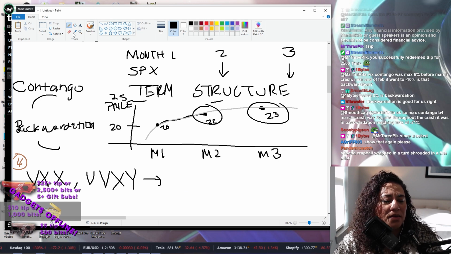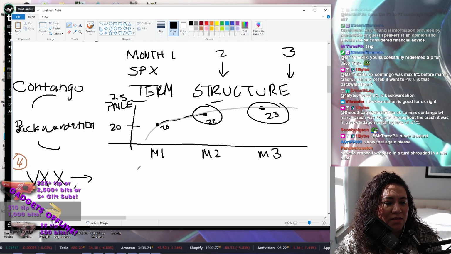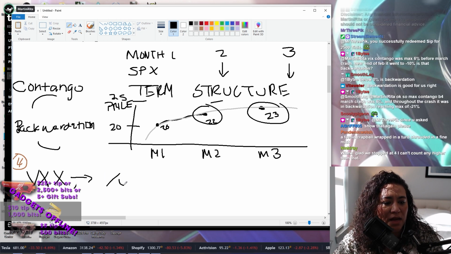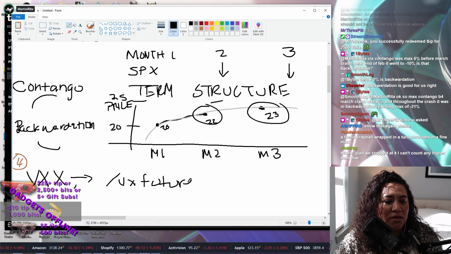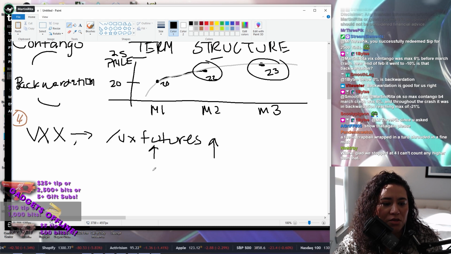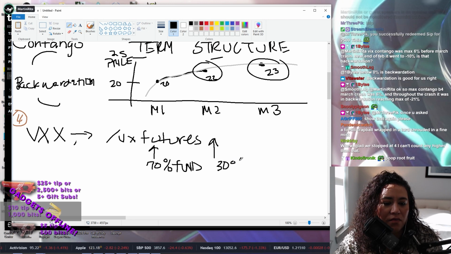So let's start with VXX. This is why you guys want, like, imagine how I have to explain things in one-word answers for all this stuff, right? So VXX is a fund that holds VX futures. Now, I don't know the contract specs, but usually what they do is they hold a percentage of each month. So they'll hold like, let me make up this number, 70% of the fund in month 1 and 30% of the fund in month 2.